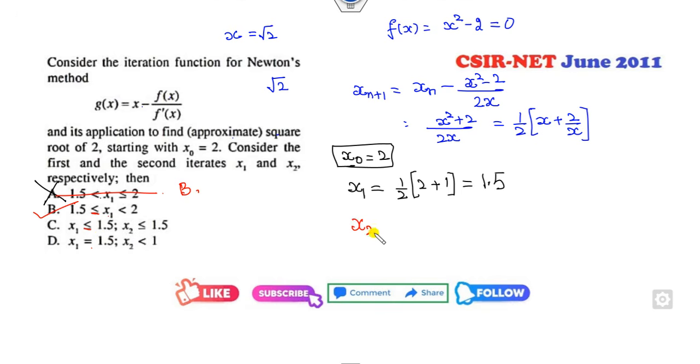Now what is x2? So 1.5 plus 2 over 1.5, so 2 and 4. I can take the LCM, 12 is the LCM, 9 plus 8, 9 plus 8 is 17. If I divide, 1.41 something. So x2 less than 1 is wrong. x2 is less than 1.5, correct. B and C are the right answers of this problem.